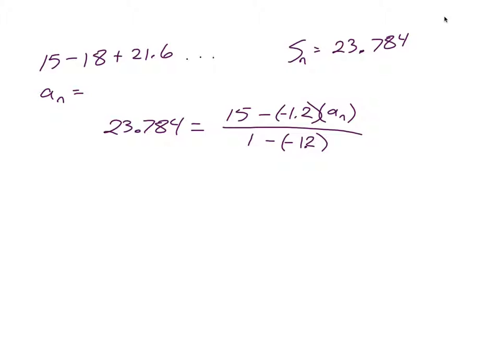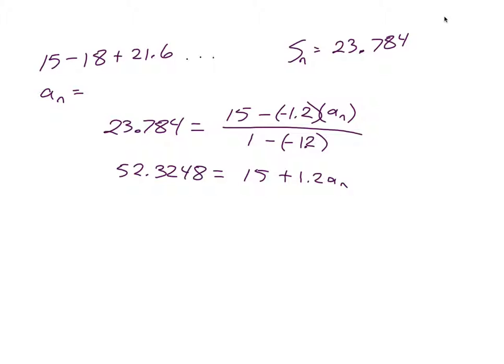So we're solving for A sub n here. What is 1 minus 1.2 on the bottom? 2.2. And what do I want to do with that 2.2? Multiply it. So 23.784 times 2.2. So 15 plus 1.2 A sub n.